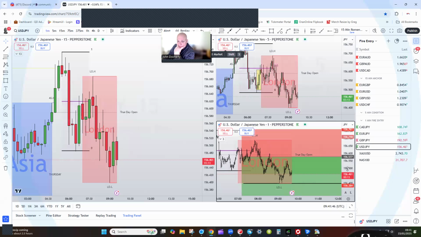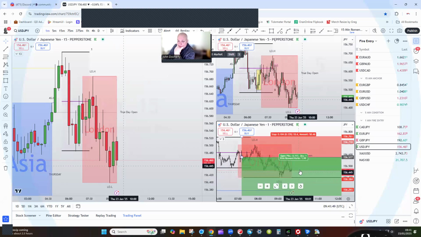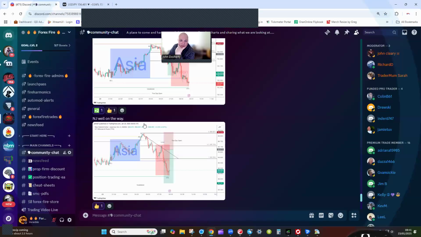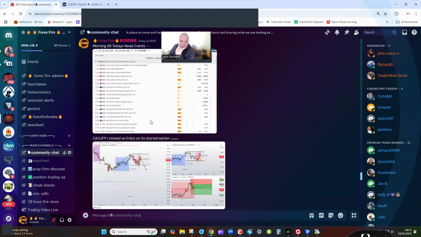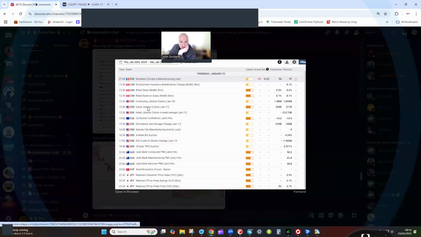USD JPY, we have tapped into 1%. It's just meandering about. The news for today is not a huge amount. There is job claims at 1:30, so that could have a factor in movement on the USD. Retail sales as well on the card. But again, we're also waiting to see if Trump is going to put these tariffs in.